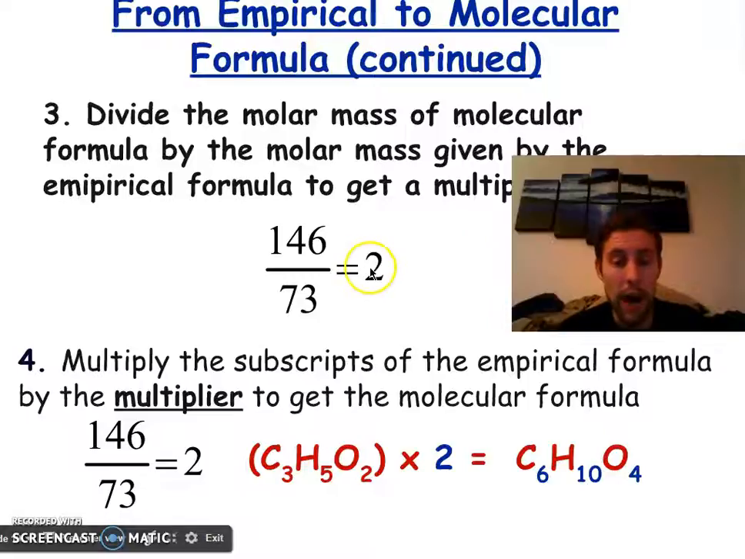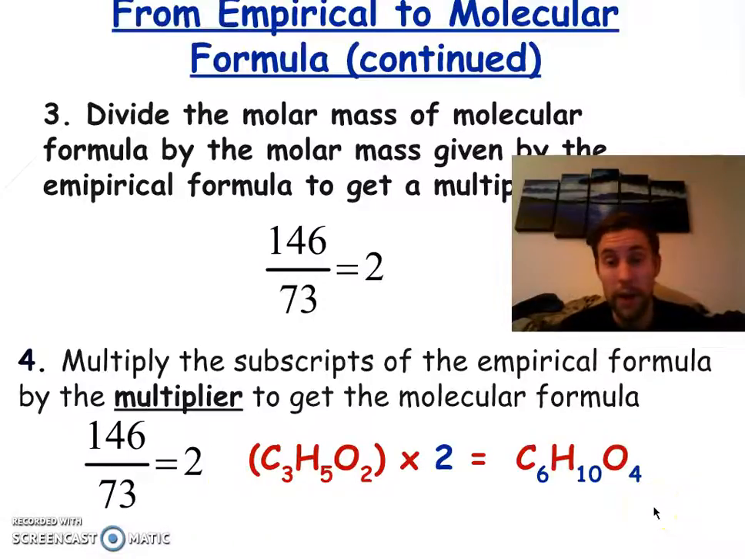Then you take whatever number you got, and that number gets multiplied into all of these little subscripts to make it be a final answer. So instead of C3, it becomes C6, H5 becomes H10, O2 becomes O4. And that's all you have to do to find the molecular formula. The end.